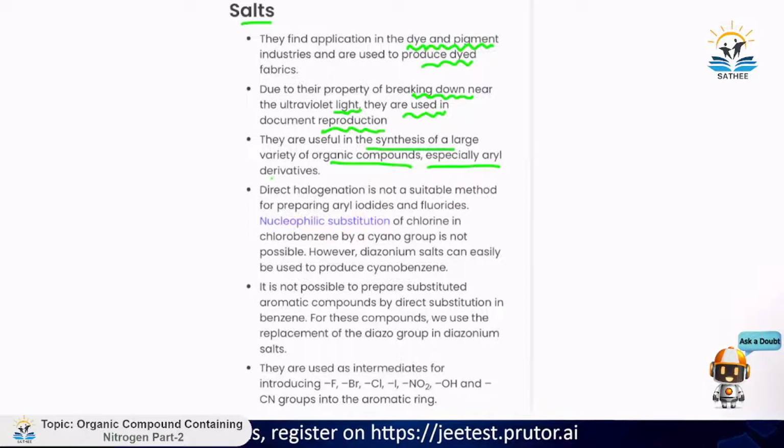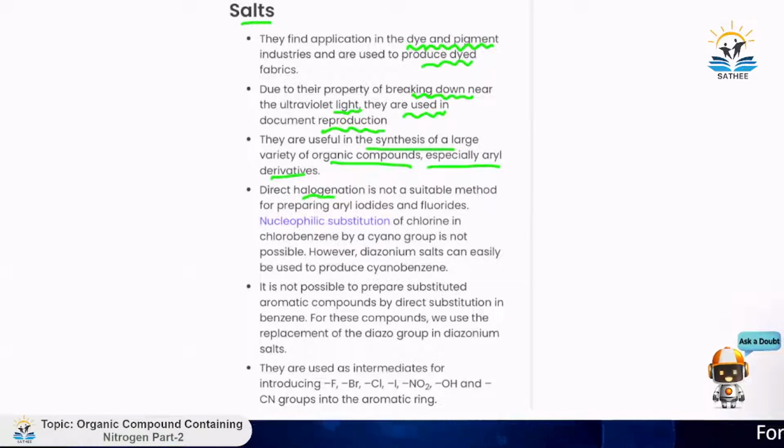These diazonium salts are used for the synthesis of aryl derivatives, because direct halogenation is not a suitable method for preparing aryl iodides and fluorides. Nucleophilic substitution of chlorine in chlorobenzene by a cyano group is not possible. Direct halogenation is not possible.